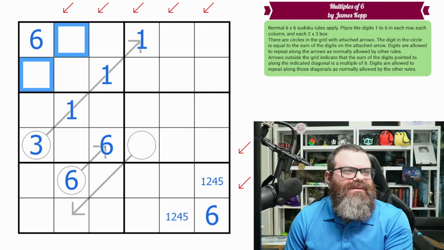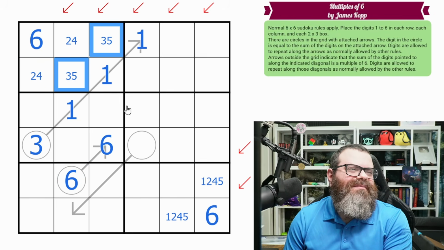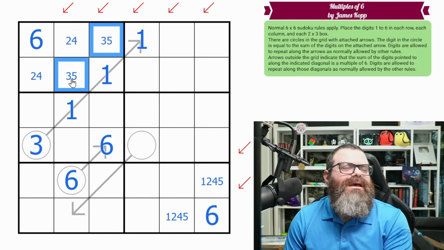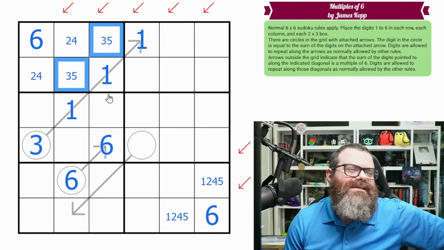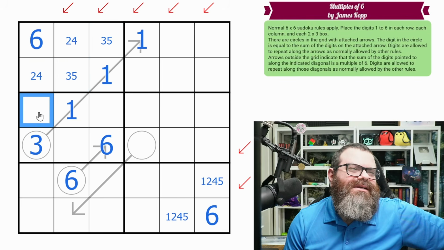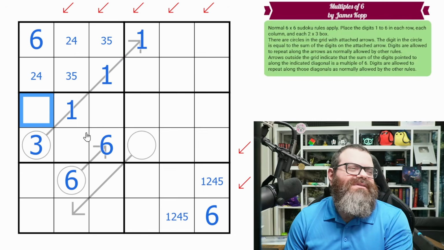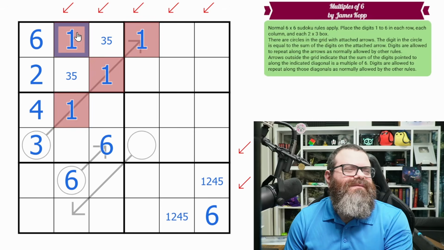So this can't have 1, so this has to be a 2, 4 pair. And this is a 3, 5 pair. Okay. Now, this is 3 plus 5. That's 8. We need to get to a multiple of 6, so it's going to have to be 12. So this is a 4. That's 2 and 4 here.